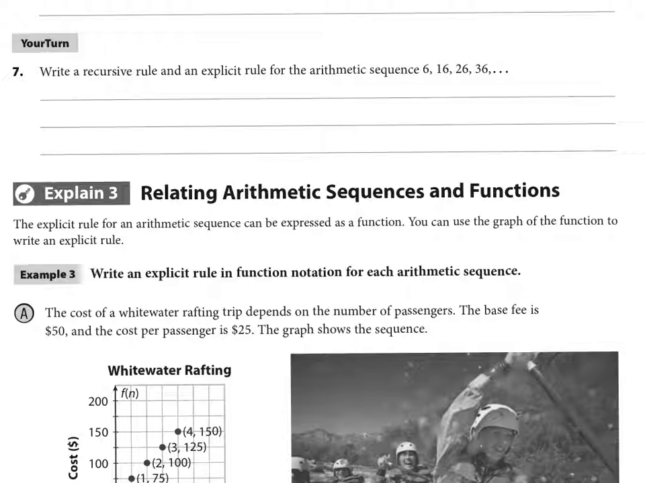This one says write a recursive and explicit rule for the arithmetic sequence given. So this is the same kind of problem. The only difference is it's not in a table form, but it's still the same thing. So all we do is we look, and what are we doing? Plus 10, and plus 10. So what is that again? That's our slope.